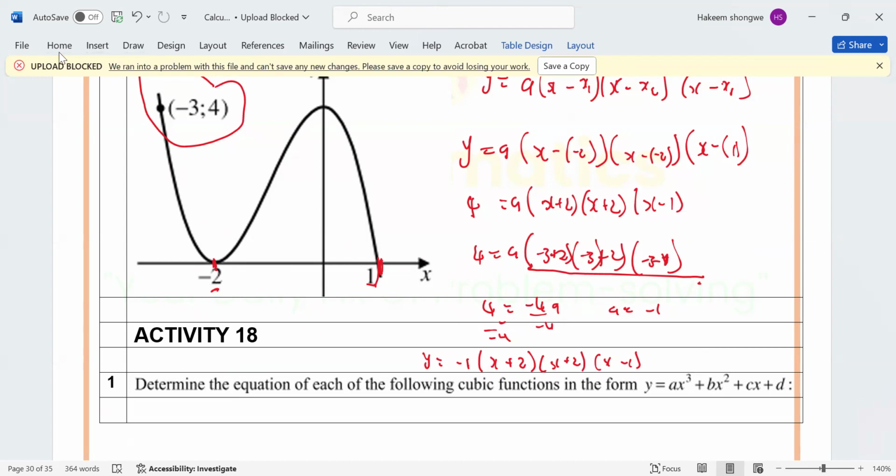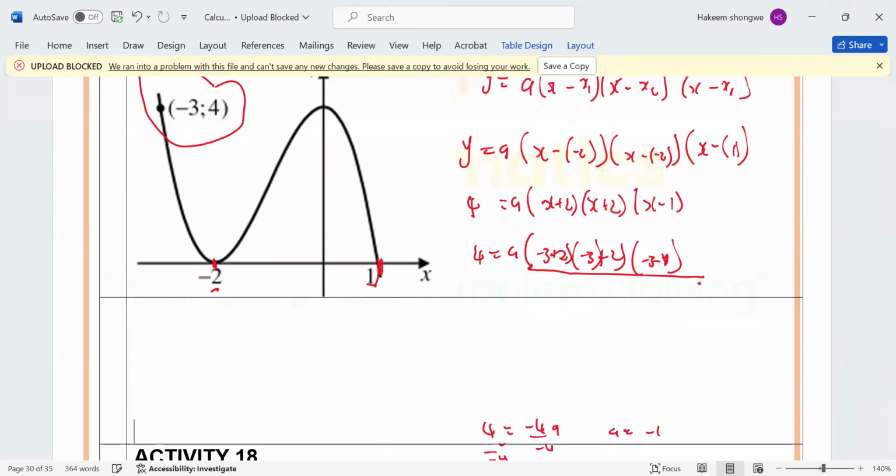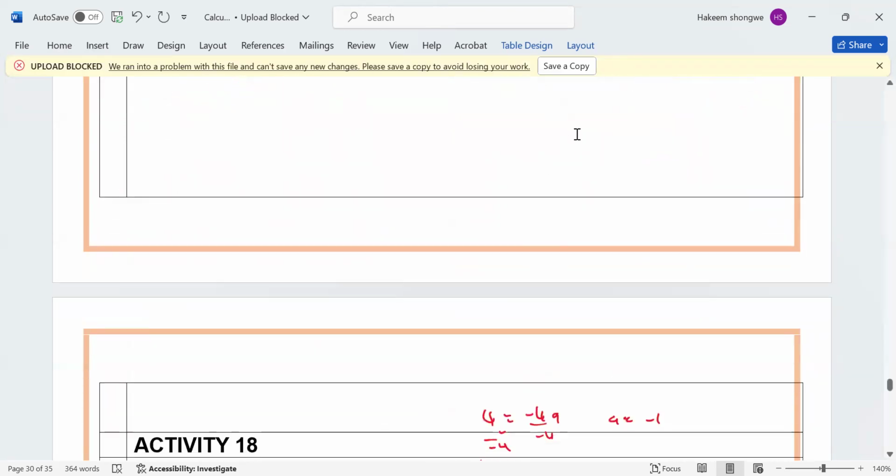Let me put it somewhere here. I want to write it somewhere here, so that it doesn't interfere with 18.